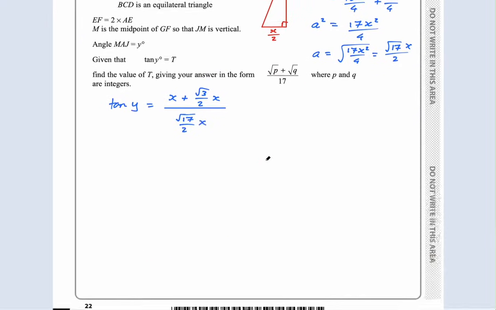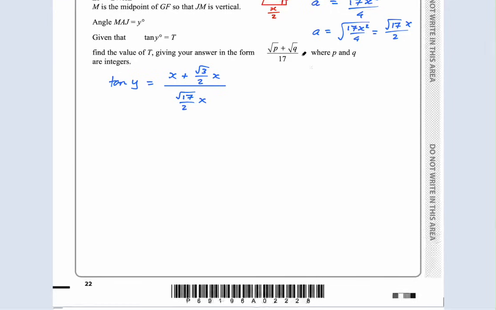I'm going to go down, guys. I'm going to simplify this. We're going to turn it into this. So the first thing to note is I can cancel the x's. I can divide above by x. Divide this by x is 1. Divide this by x, it's root 3 over 2. I can then divide this by x, it's root 17 over 2.